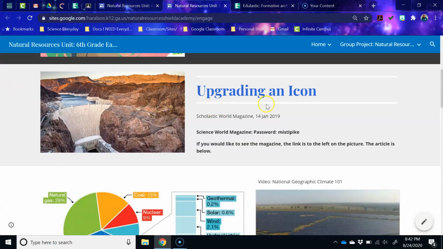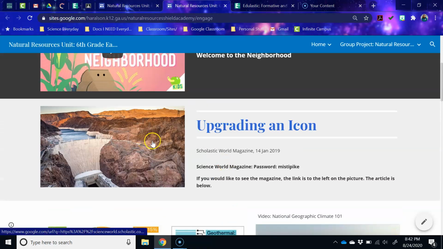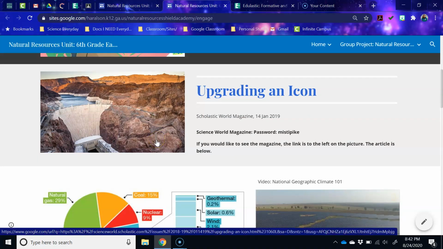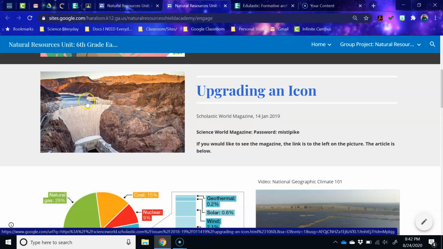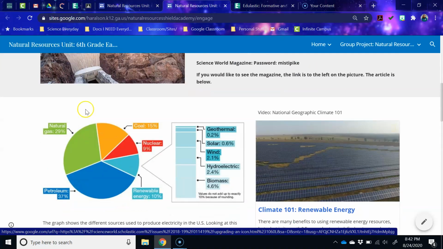So, Upgrading an Icon. This is the original magazine. I just basically took it from where it was and put it on here so we didn't have to worry about finding that magazine, especially with me not there today. But it came out of Scholastic World magazine from the 14th of January 2019, and it's talking about the Hoover Dam. This is the Hoover Dam here, so you know what it looks like, and they're talking about trying to fix the Hoover Dam so that it will produce more electricity.